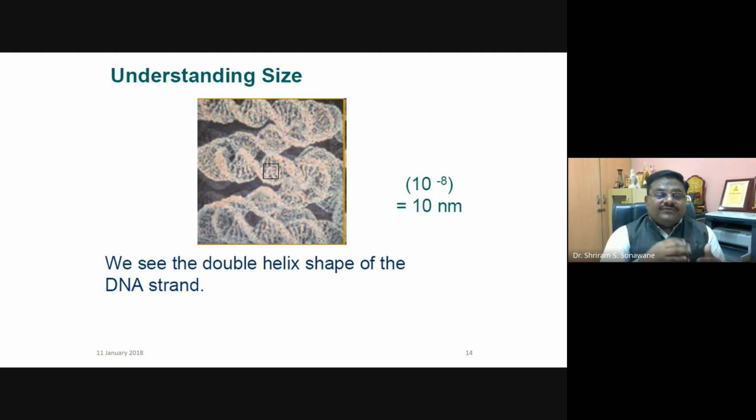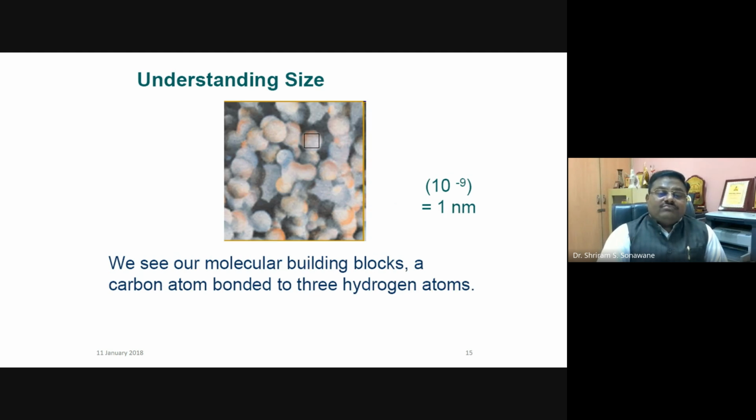At around 10 to the minus 8 meter and 100 nanometers, we can see the shape of our DNA strands. It's a double helix shape. Next slide. At around 10 to the minus 9 meter and 1 nanometer, we see our molecular building blocks: a carbon atom bonded to 3 hydrogen atoms, and that is our origin basically.